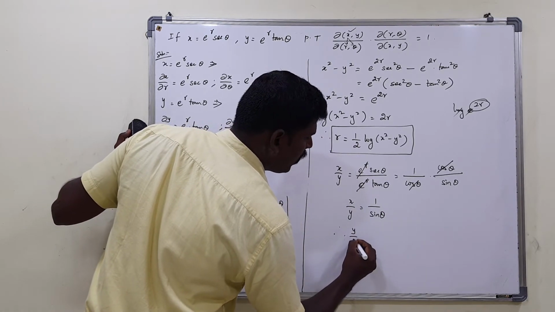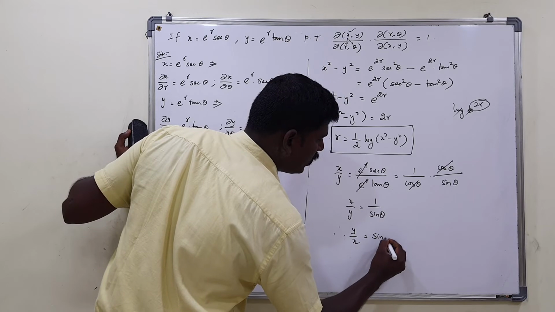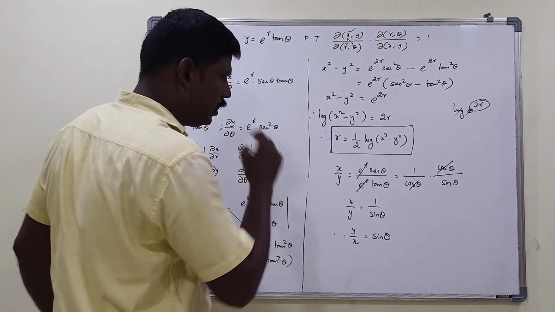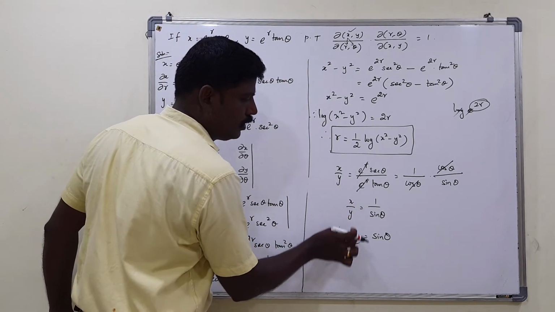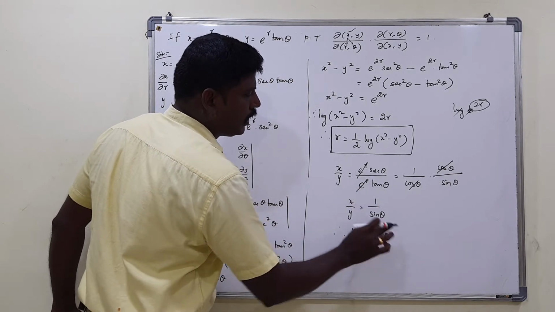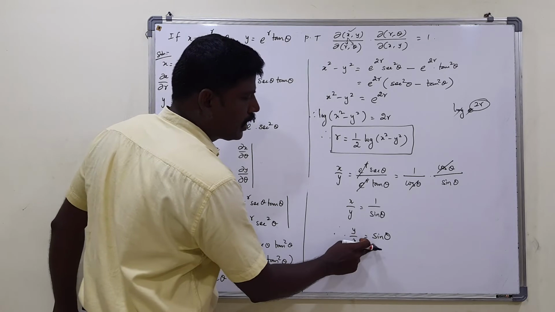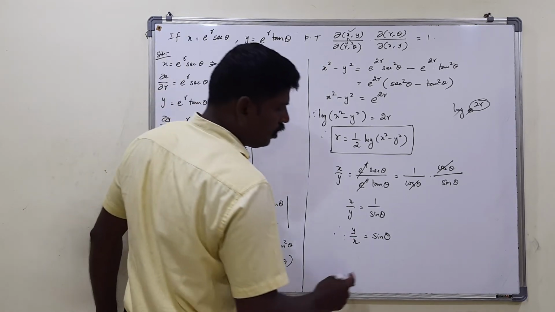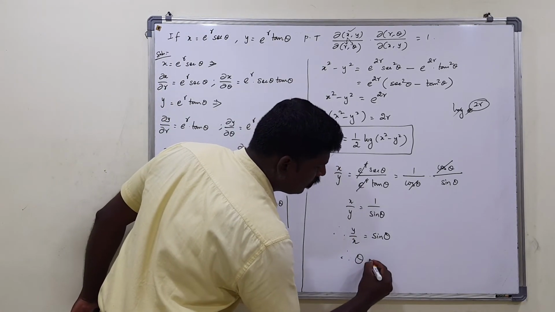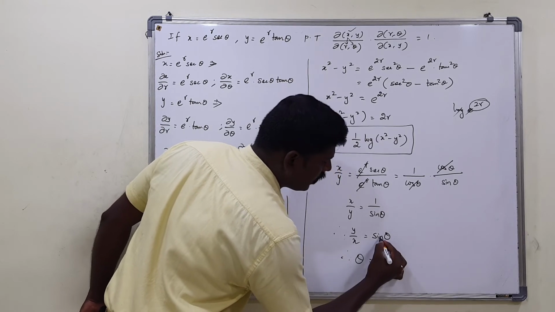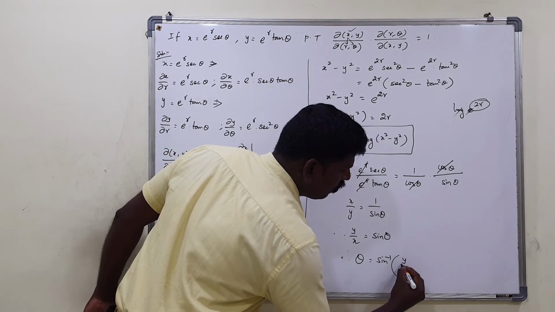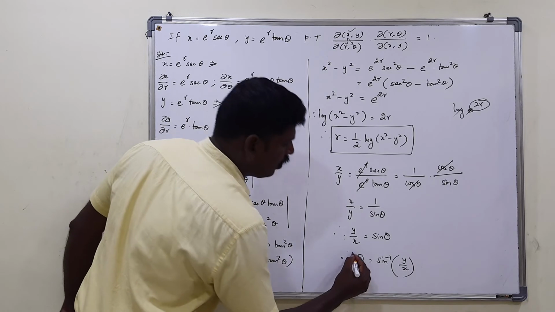Therefore, y by x is equal to sin theta, isn't it? Taking reciprocal, you can get sin theta. Taking reciprocal, it becomes y by x. Here, you will get sin theta. Suppose you find out the value of y by x, you can directly get the value of sin theta. Okay? And therefore, what is theta? Theta is equal to sin inverse of y by x, right?